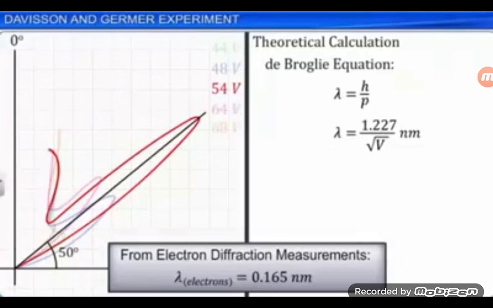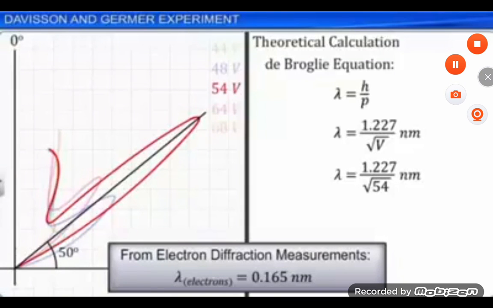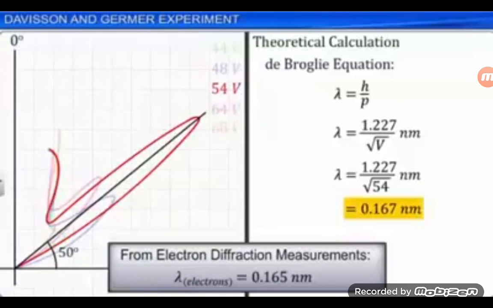In this experiment for diffraction of electrons, the peak value of intensity was observed at 54 volt. On substituting this value in the equation and simplifying, we get the associated wavelength equal to 0.167 nanometer. This theoretical value is in agreement with the experimentally obtained value of de Broglie's wavelength for electrons. The Davisson-Germer experiment thus confirms the wave nature of electrons and the validity of the de Broglie relation.